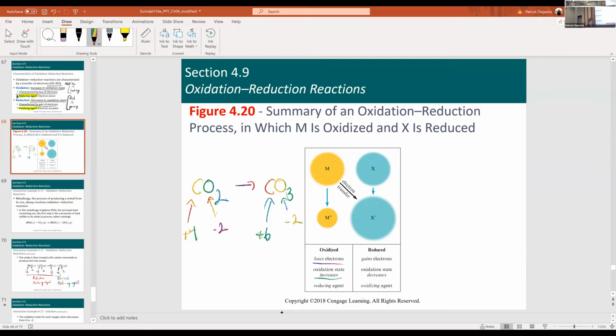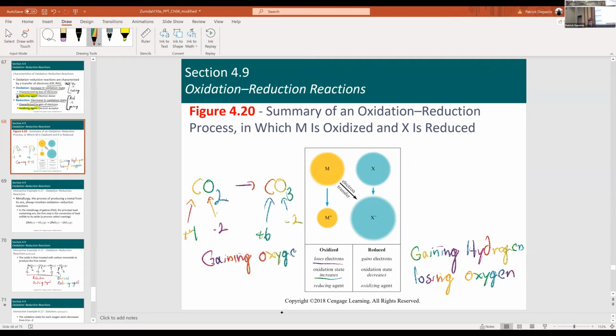And then with reduction, it's not gaining oxygens, it would be either losing oxygens or gaining hydrogens. So I would suggest write these down. For oxidizing, you'd be gaining oxygens because that makes sense. And you'd also be characteristic of losing hydrogens.